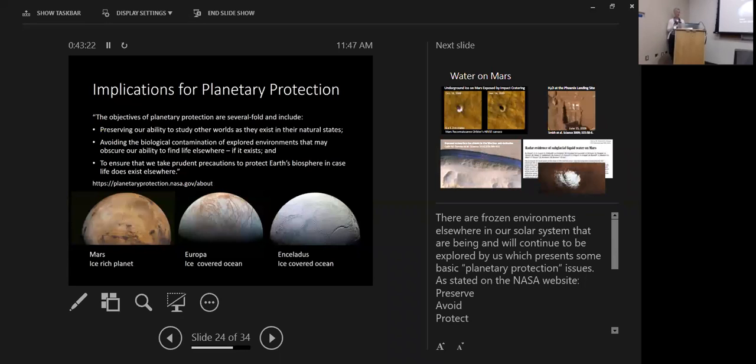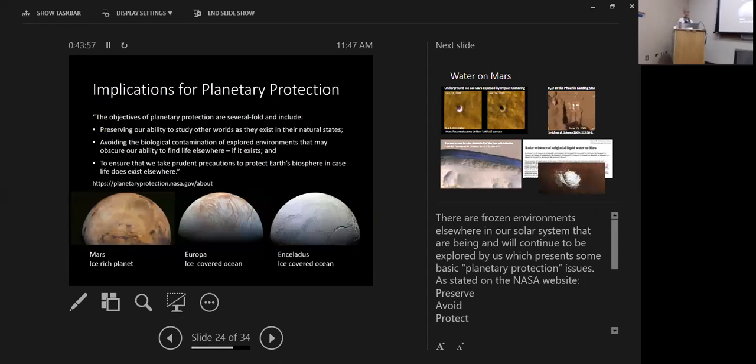We're doing it now, we're going to do it in the future as well, and we want to make sure that what we discover there, we can reliably interpret our data from those places, okay? So this is straight from NASA's website on planetary protection, that the goals are to preserve our ability to study other worlds as they exist in their natural states. We can only do that if we avoid that biological contamination that may obscure our ability to find life elsewhere if it exists. And we have to ensure as well that we take prudent precautions to protect the Earth's biosphere in case life does exist elsewhere.